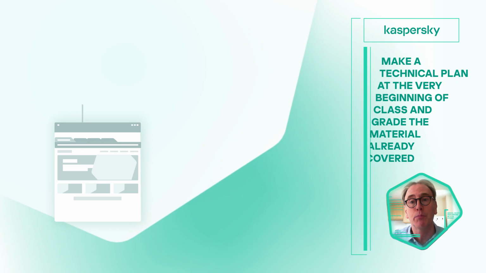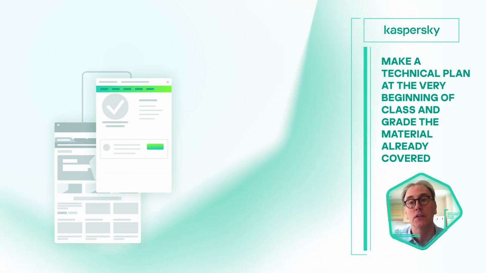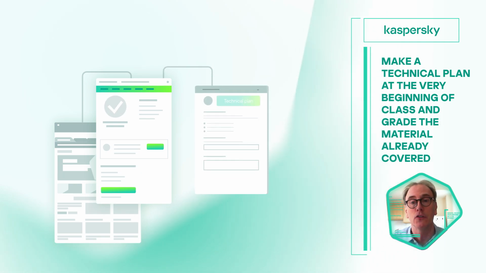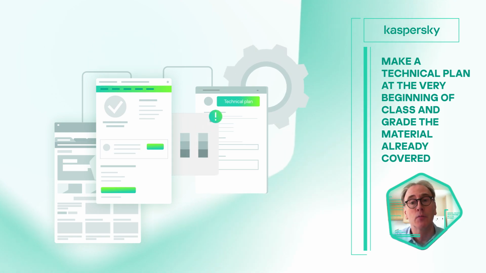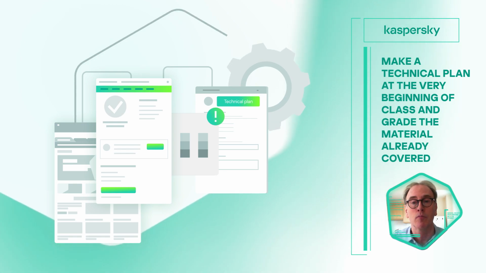You should make a technical plan at the very beginning of class and grade the material already covered. This helps to record learning outcomes and determine the progress of the course. Make the plan available to students. That way, if someone misses a class, they will be able to know what topic was discussed.